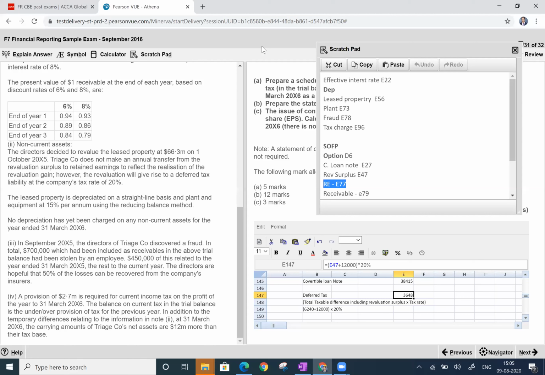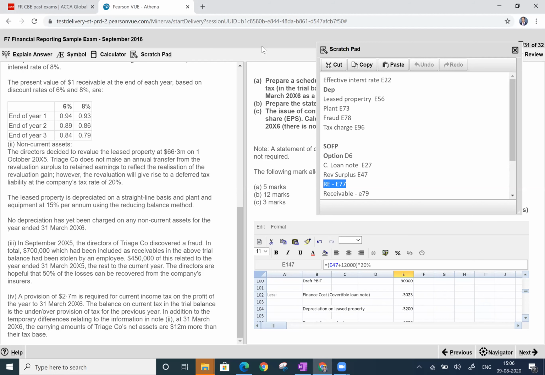Okay, there are some differences there. Some mistake. Just give me a minute. 6,240 is not the revaluation surplus. Sorry. 6,240 is not the revaluation surplus. That 6,240 was the revaluation surplus to be shown in SOFP. The real revaluation surplus is 7,800.